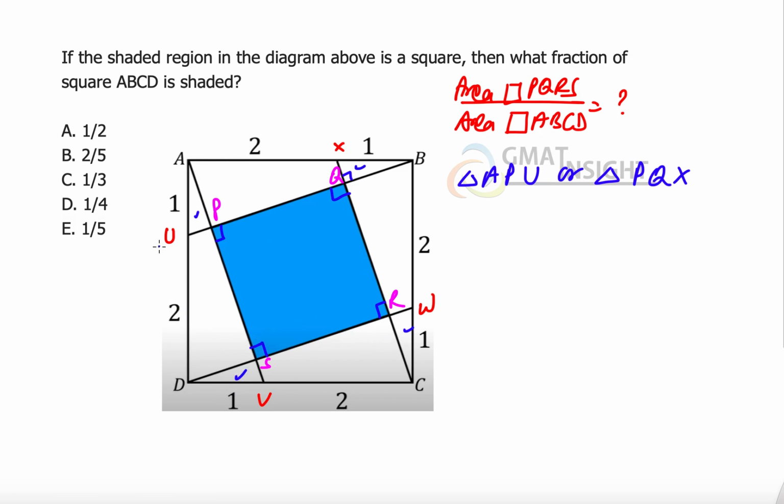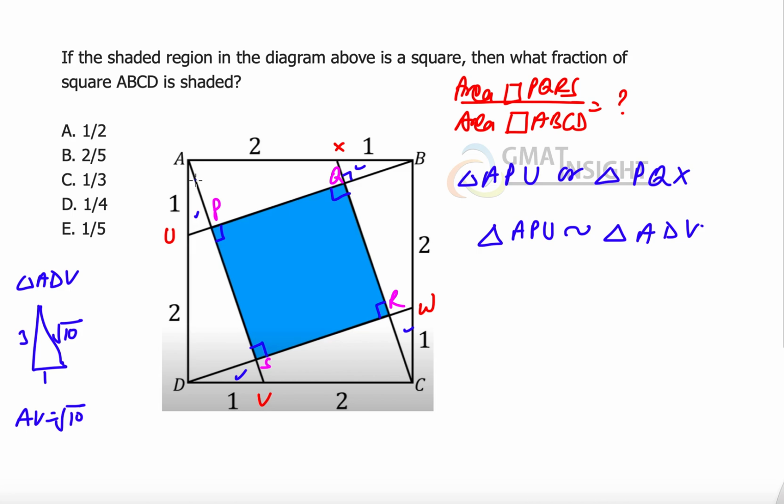At the same time, I'm also noticing that we have a triangle such as triangle ADV, in which we have the two sides equal to 3 and 1. So we can find the hypotenuse, which is the square root of 10. So AV is equal to square root of 10. Now, let's find out what similarity this big triangle holds with this small triangle APU. Triangle APU is actually similar to triangle ADV.